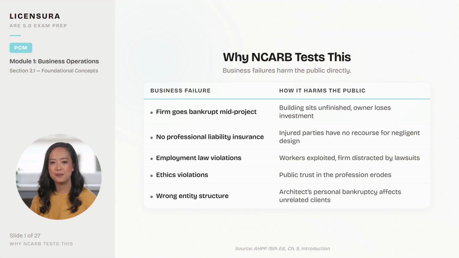So why does NCARB test this? Because the ARE exists to protect the public, and business failures directly harm the people you're supposed to serve. Think about it. A firm goes bankrupt mid-project, and that building just sits there, unfinished, while the owner loses their entire investment. No professional liability insurance? Injured parties have zero way to recover damages. Employment law violations, ethics breaches, wrong entity structure. Every single one of these creates real victims.